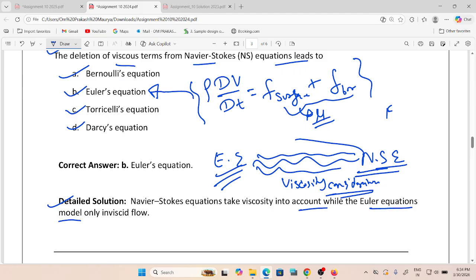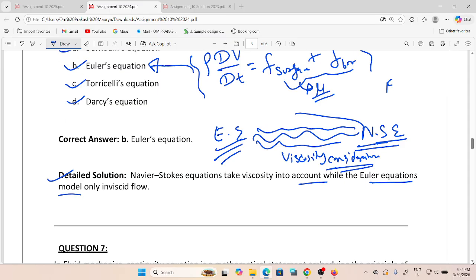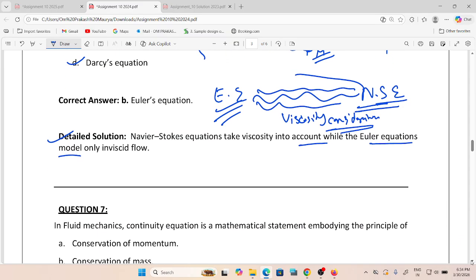So you can define it in your own way also, no issue. So that was the main thing. What is the difference between the Euler and the Navier-Stokes? The only difference is the viscous term consideration.